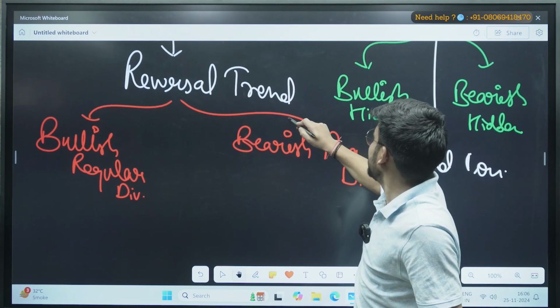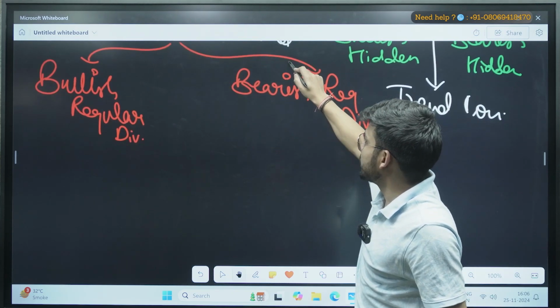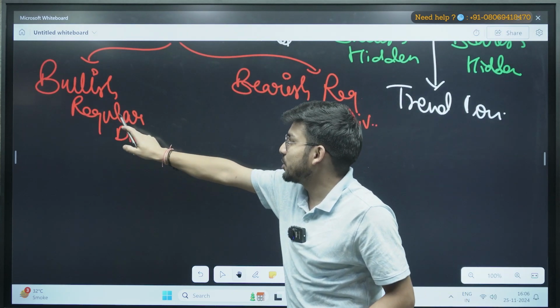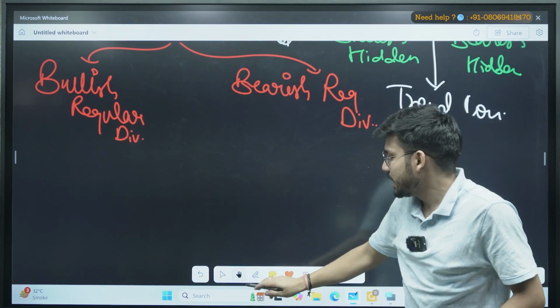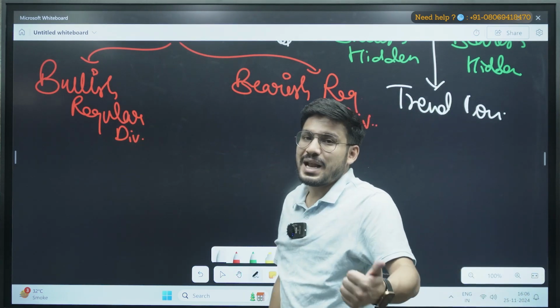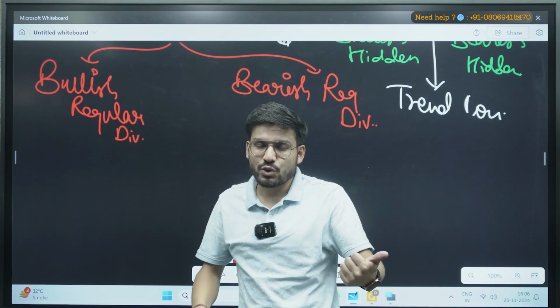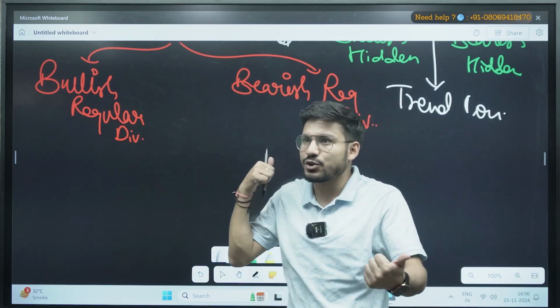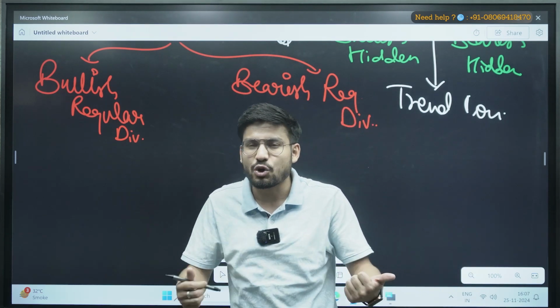Okay, so you can see here we are talking about this one, regular. In regular, we will be talking about the bullish one and the bearish one. So let me tell you. For example, I will be using RSI. You can also use MACD as well, or stochastic as well. It does not make any difference.